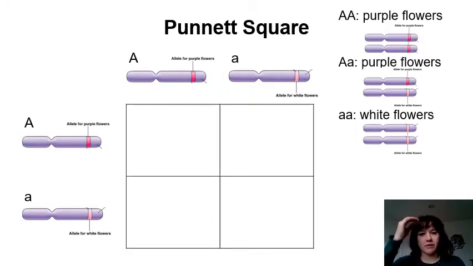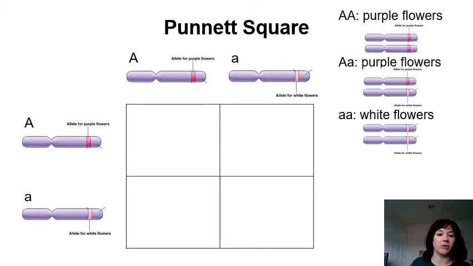All right, so we have our familiar Punnett square. This is going to tell us what the outcome is going to be of this cross. So we have two heterozygous parents, and we're going to use this Punnett square to determine the potential traits of the offspring.